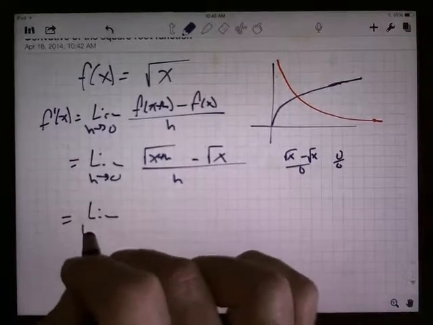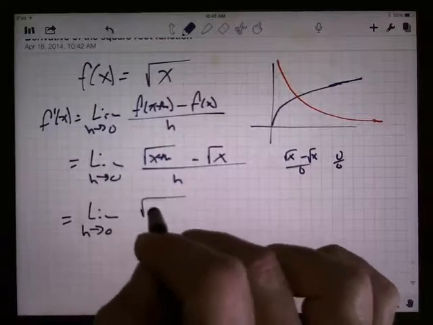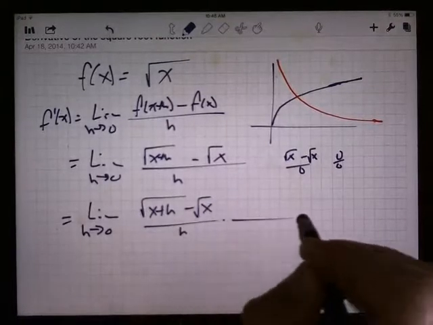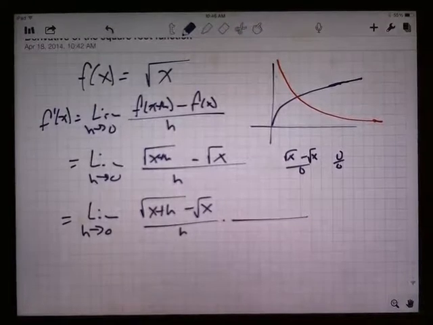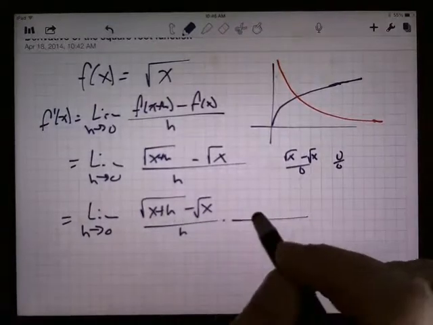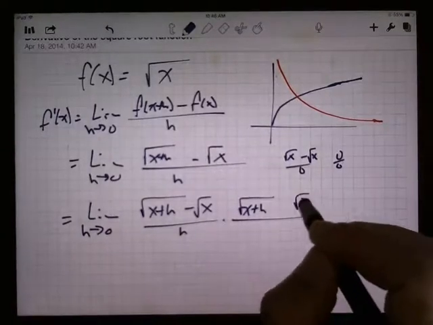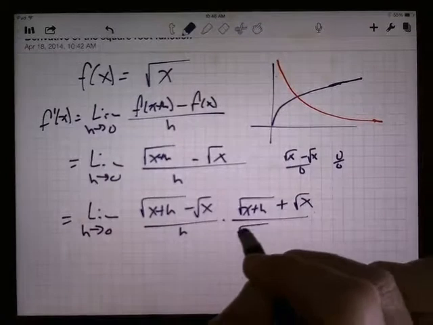So I'm going to take the limit as h goes to 0. I've got a square root of x plus h minus the square root of x over h. I'm going to multiply by 1, right? And the form that I choose for that 1 is the conjugate of this thing. So take the same two radicals, square root of x plus h and square root of x, and put a plus sign in between them.